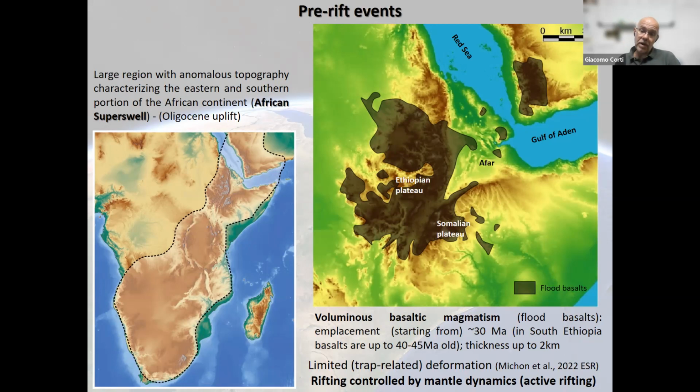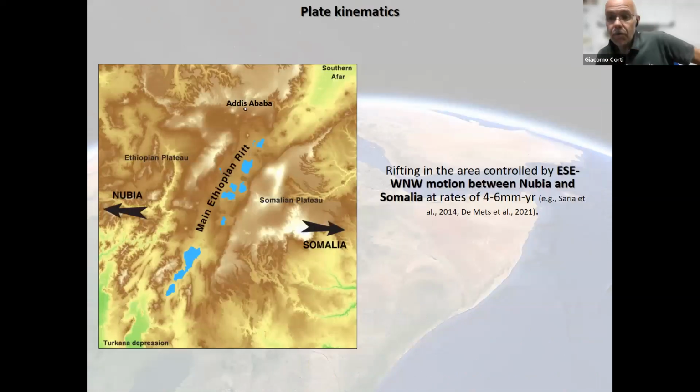I will not enter into the details of this, but it tells us that there is a significant contribution of an upwelling mantle, mantle dynamics, in rifting in this area. So what we call active rifting, so rifting dominated by upwelling of hot mantle material from depth. So these are phases which are related to very limited deformation in this area.